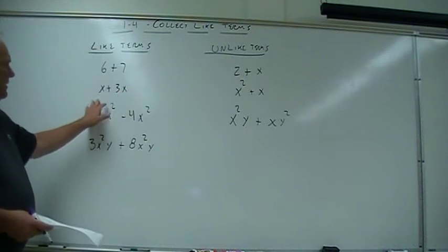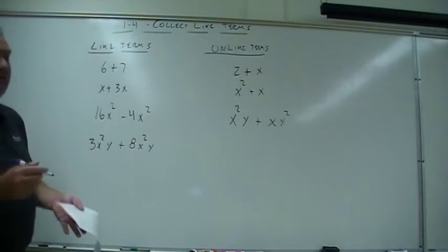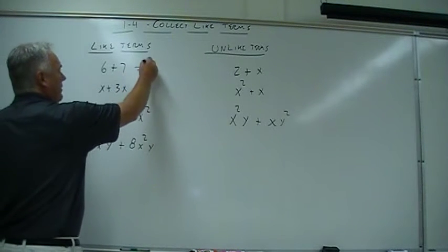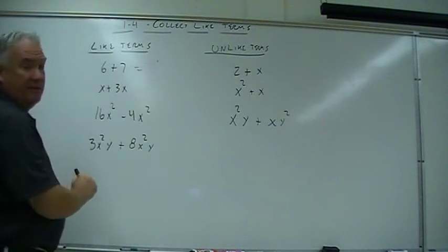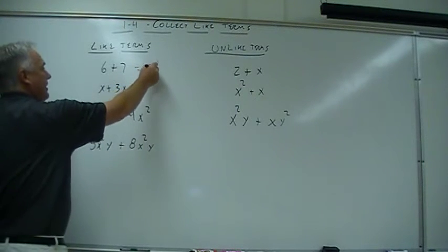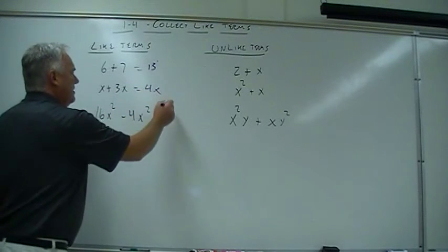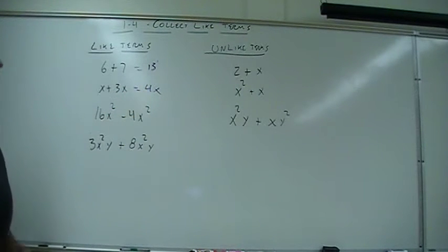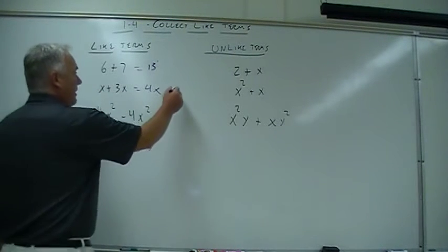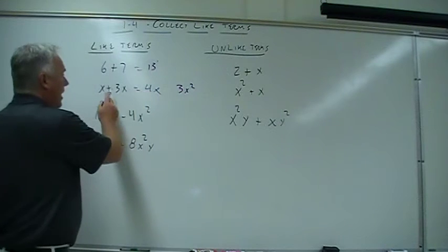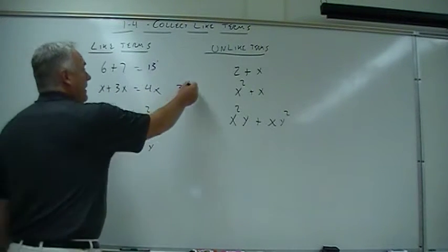X plus 3x. And what we can do is combine them to simplify them. So we know this. Looking at the 7, sorry about that. 6 plus 7, you'll get 13 when you simplify it. X plus 3x combines to 4x. It's not 3x squared. We're not adding exponents in until we start to multiply.